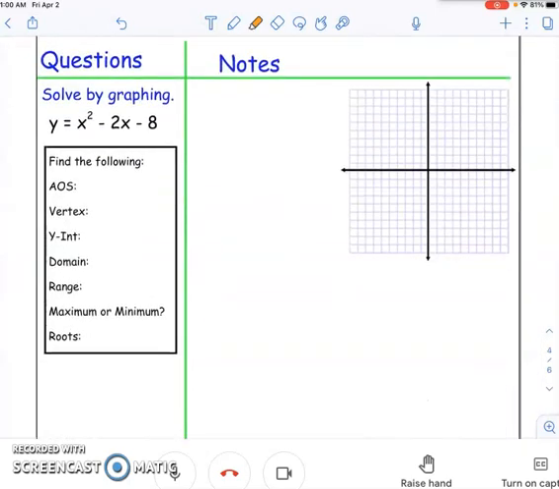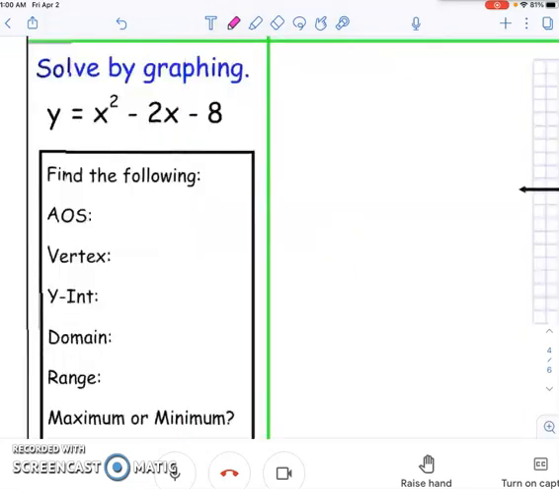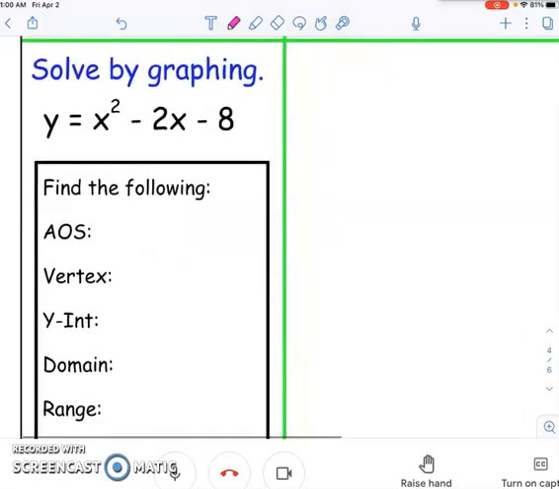All right, here we go. We're going to solve by graphing. So this is going to be a good review of graphing. We're going to find all of these things and then add it at the bottom. We have the roots. So we start with the axis of symmetry. First of all, we need to know what A, B, and C are. So remember, A is 1, B is -2, and C is -8 for this quadratic.